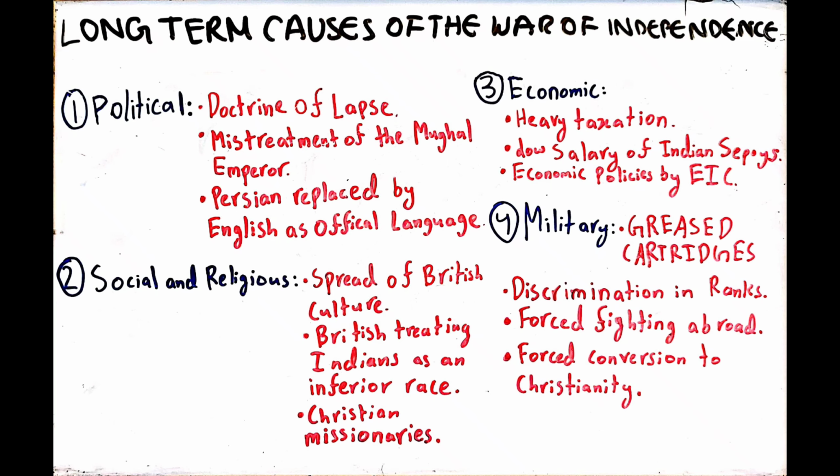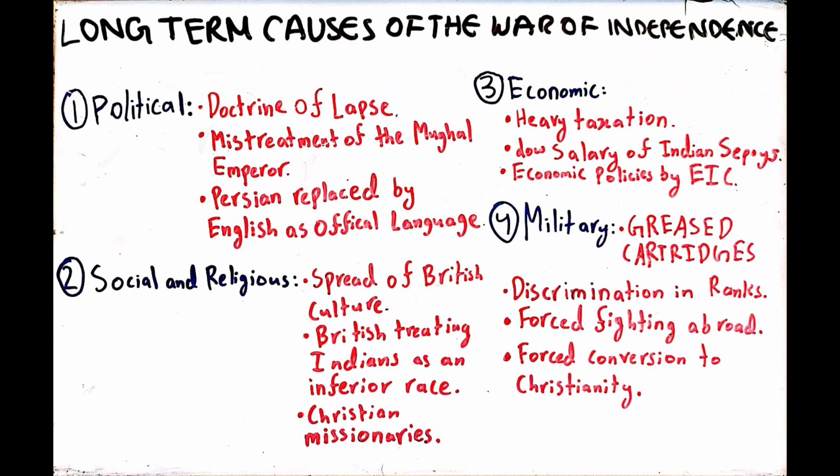Number three, economic. Point number one would be heavy taxation. The British heavily taxed the people. They had really high taxation on every product, just so they could exploit India's wealth to the highest degree. Peasants and small landowners found it very difficult to pay these taxes, and in the War of Independence, they took the side of the rebels because they wanted to get rid of these huge taxes that they were being overburdened with.